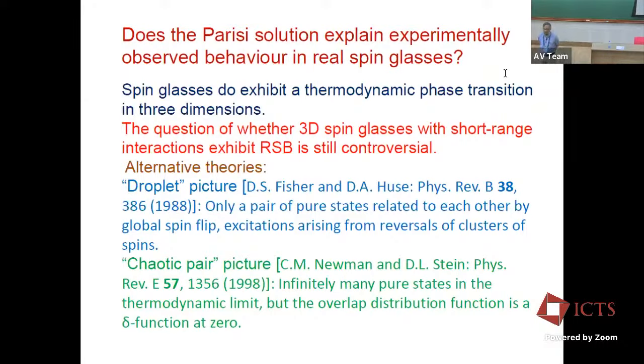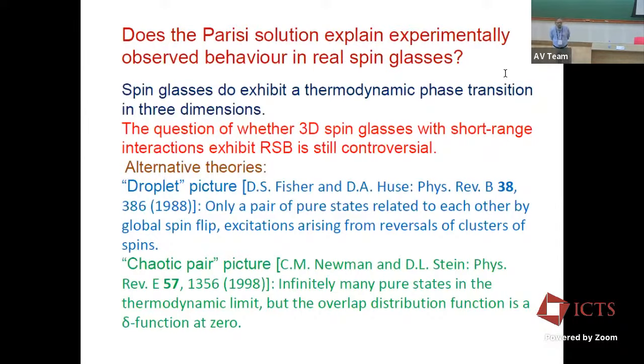That is not settled yet. That question is not settled yet. That controversy has been going on for like 30 years or so. These days the number of new investigations is small, but the main problem is that, again, this can be answered only numerically because there is no good theory for the 3D model. There are some theories which I'll tell you a little bit about.